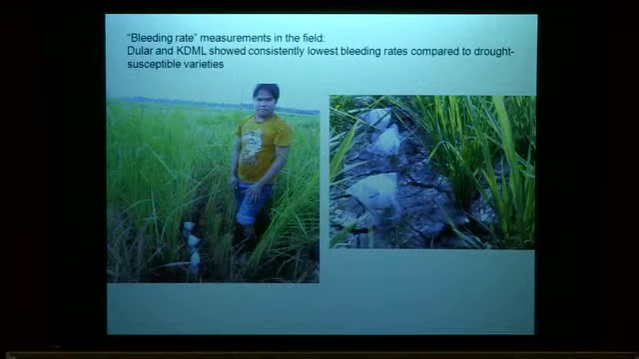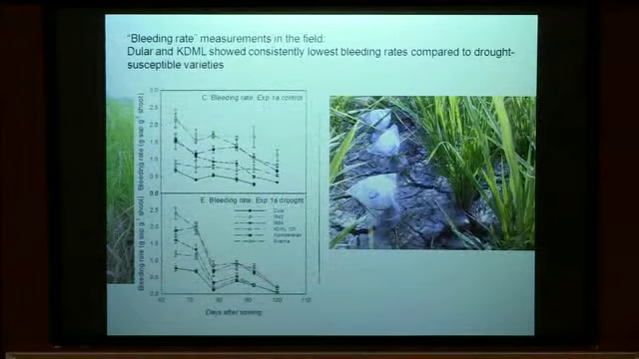We've also been looking at bleeding rate in the field. Basically, you cut off the whole shoot, and then we collect the sap that comes out. We compared a number of different genotypes, including Dular, IR64, KDML, and Swarna. What we saw was that Dular and KDML, the drought-resistant genotypes, consistently had less sap coming out than the drought-susceptible genotypes and the high-yielding genotypes. So Swarna and IR64, high-yielding genotypes, are up here, and Dular and KDML had lower bleeding rates.